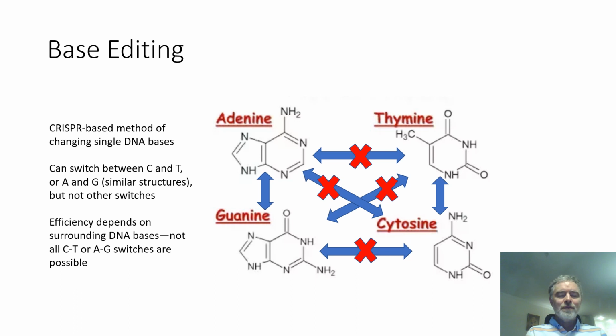Okay, so some very clever people figured out a way of partially inactivating the Cas9 protein, and playing some other tricks so that you can switch between an A and a G or between a C and a T. However, you can't make any of the other possible substitutions. You can't change an A for a T or a C, for instance.